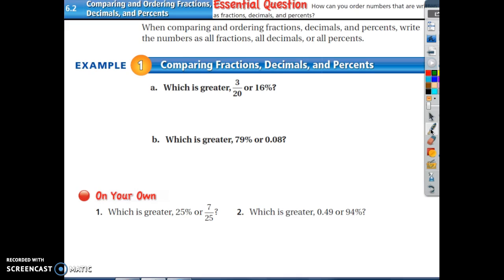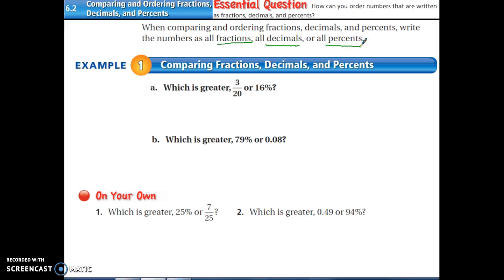So for example, 1a, we want to know which one is greater, 3/20 or 16%. In order to compare them, we need to have them in the same form. So either we need to have them both as fractions, both as decimals, or both as percents. In doing so, we can tell which one is the larger and which one is the smaller.